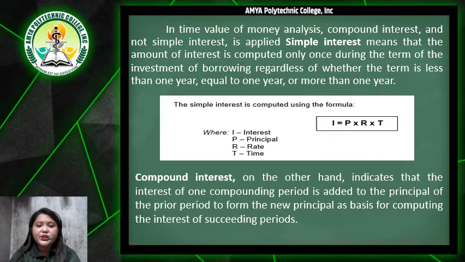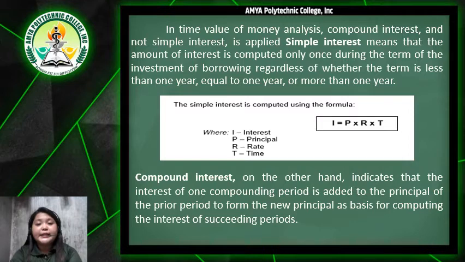Next we have the compound interest. When you say compound interest, on the other hand, this indicates that the interest of one compounding period is added to the principal of the prior period to form the new principal as basis for computing the interest of succeeding periods.